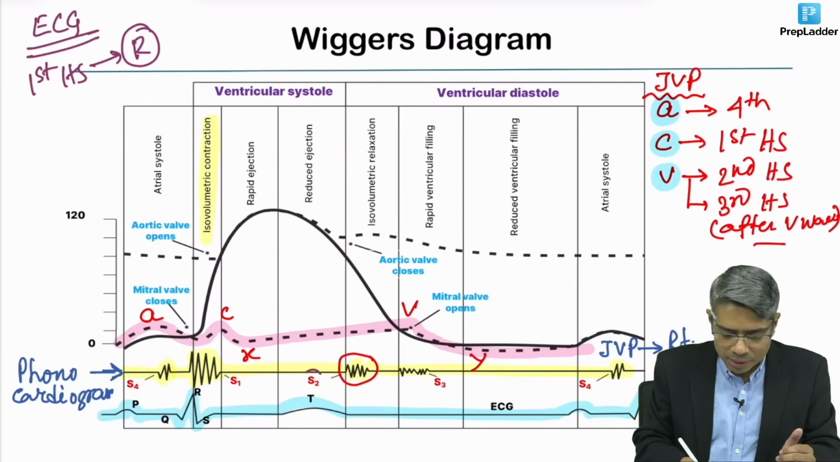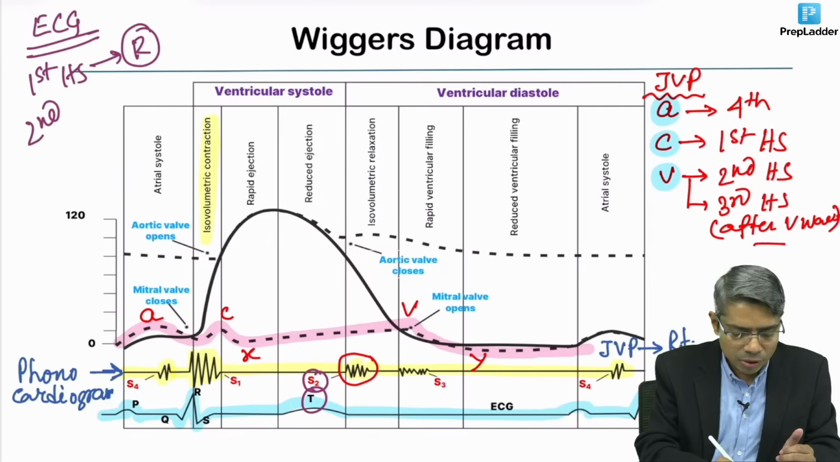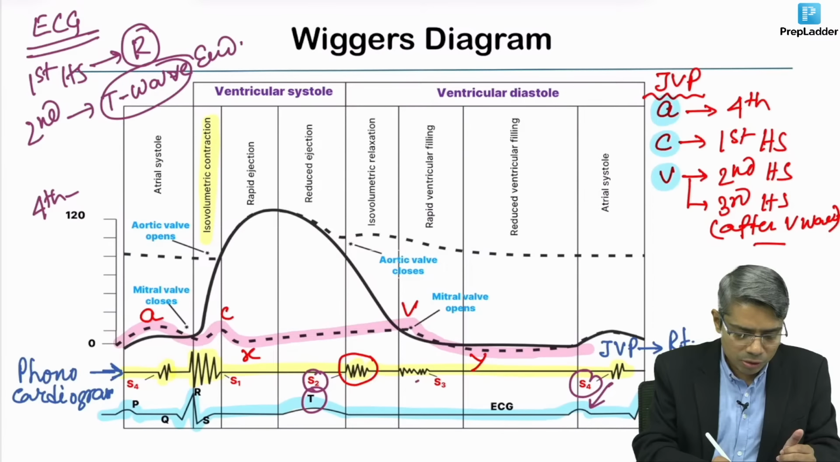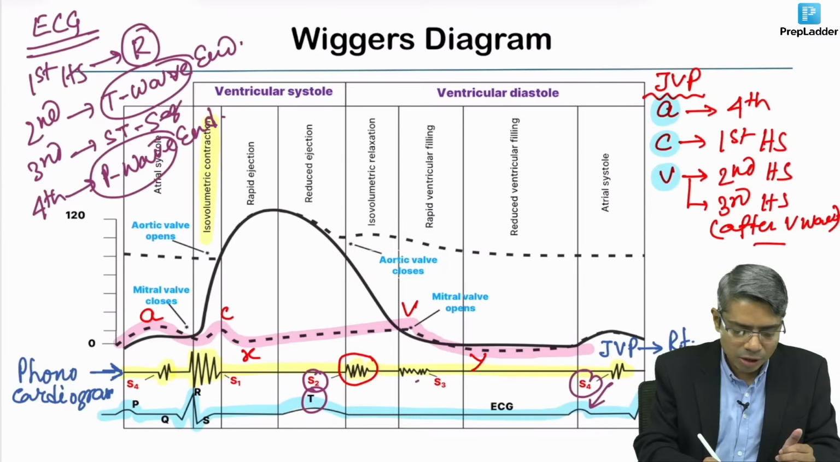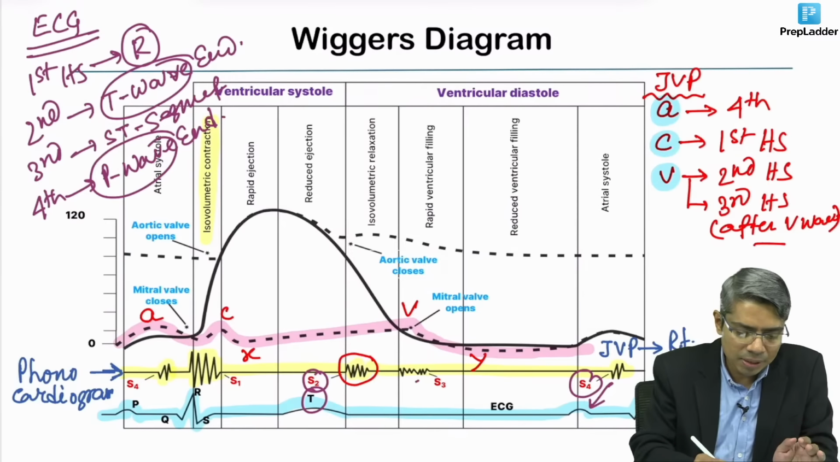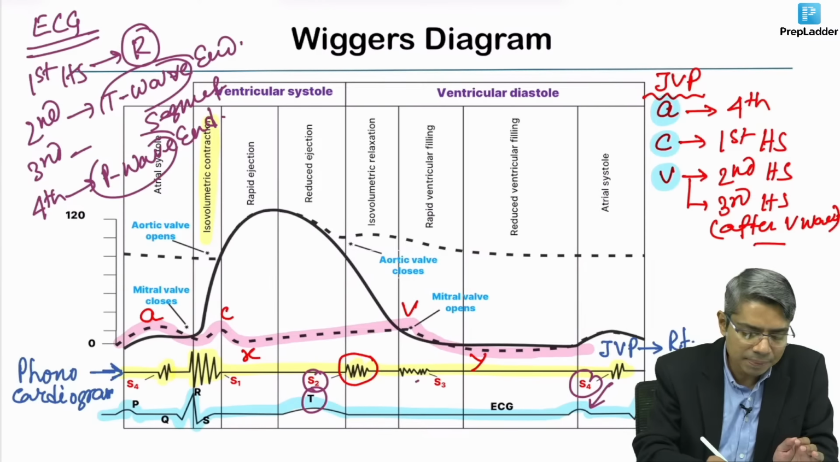Okay. Second heart sound, it is here. So, the second heart sound corresponds with the T wave ending, right. The fourth heart sound corresponds with the P wave in the ECG, the ending of the P wave, and the third heart sound corresponds with the TP segment of the ECG, not the ST segment, the TP segment of the ECG.